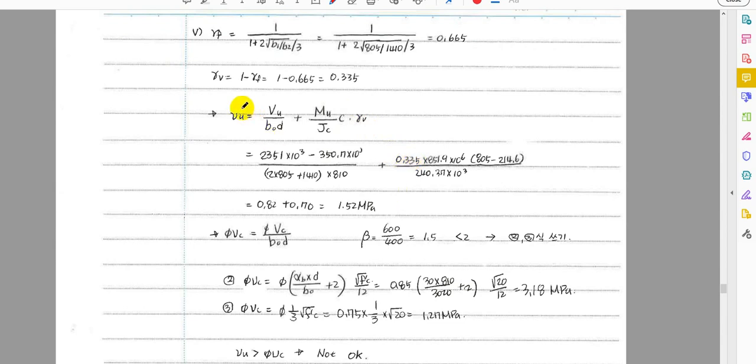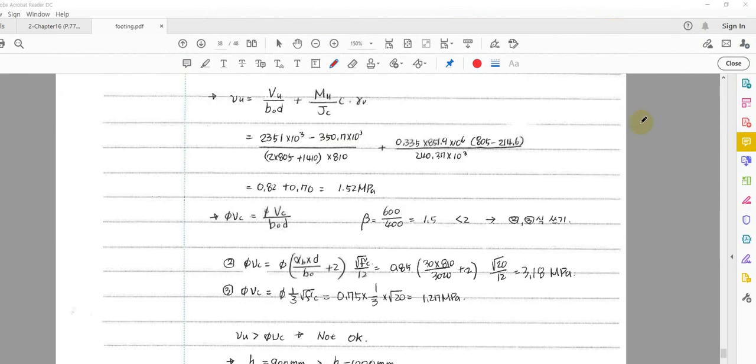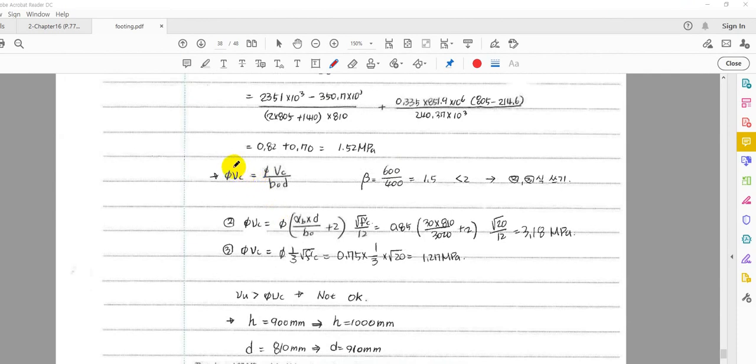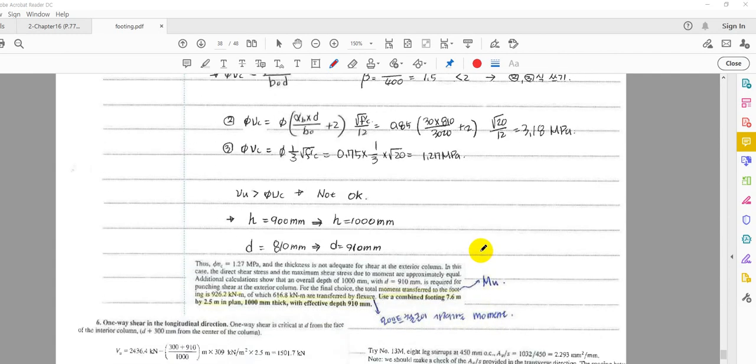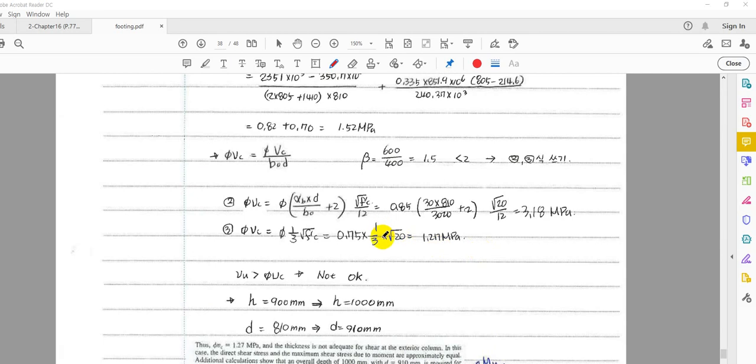And now the shear stress is calculated as 1.52 megapascal. And look at how you calculate your design shear capacity from the nominal shear capacity when you use a phi factor. Similarly, we calculate this, and we decide which value to take. This smallest value, right? So this is the smallest, right? Okay, so we're not okay.